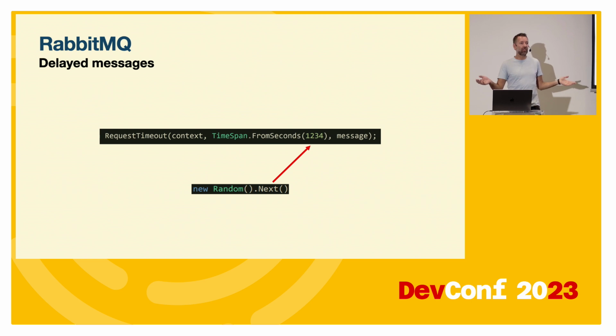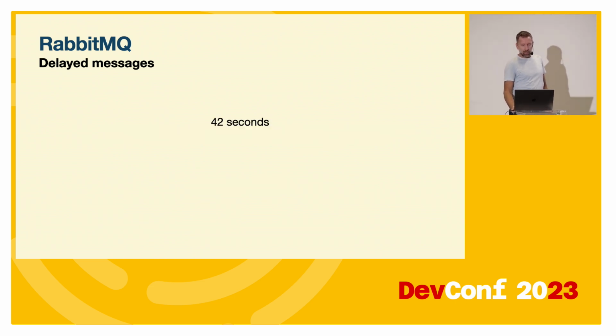Well, it's because you've got 30,000 different delays. You know, use fewer delays. That's not a great answer, so we need something else. Let's take a simple example, 42 seconds. Everyone loves the number 42.